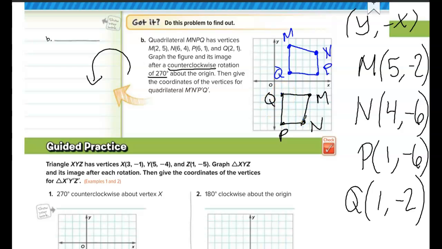Do I have the same size? Yes. Do I have the same shape? Yes, you rotated it. It's just facing a different direction. They're both trapezoids. Okay? You rotated it 270 counterclockwise. Questions on this? It is different, but you're going to have to use the rules. And we'll make some note cards with that tomorrow.